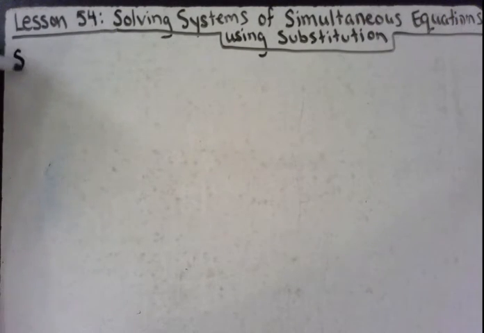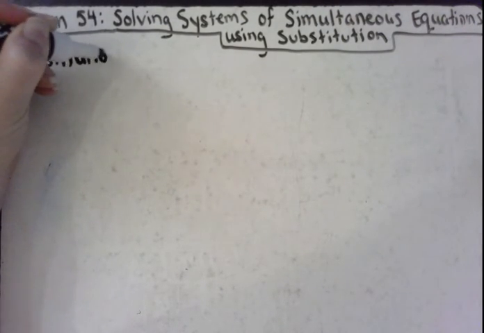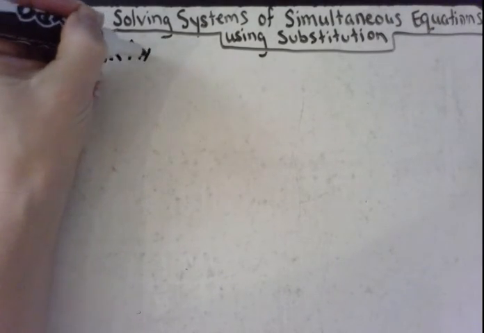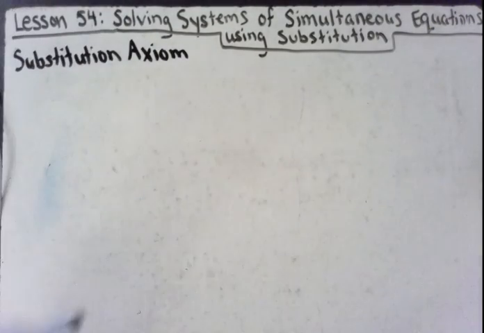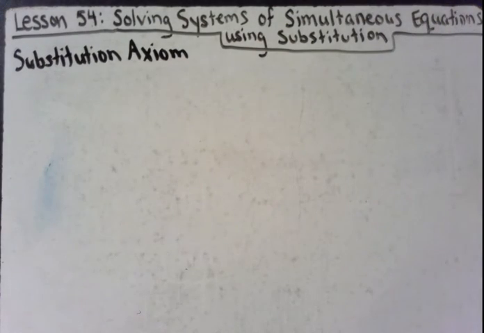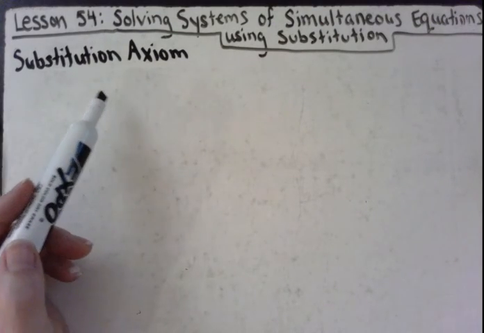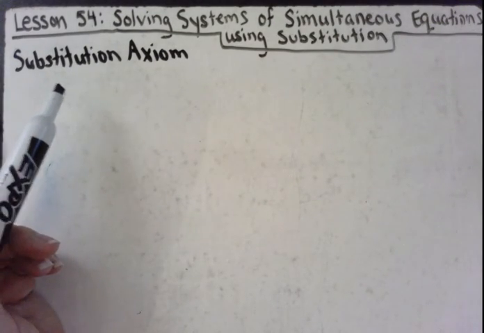Basically, there's something that's called the substitution axiom. Sometimes it's also called the substitution property of equality. And this axiom is basically something that mathematicians accept to be true. And it's very simple. Basically, if there's a couple things that are equal to each other, then you can substitute them.